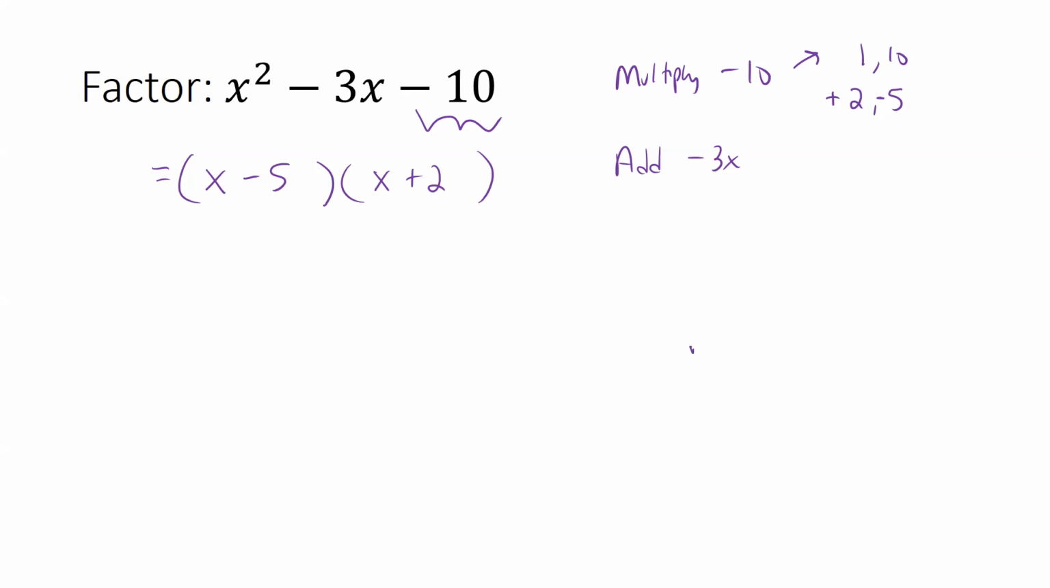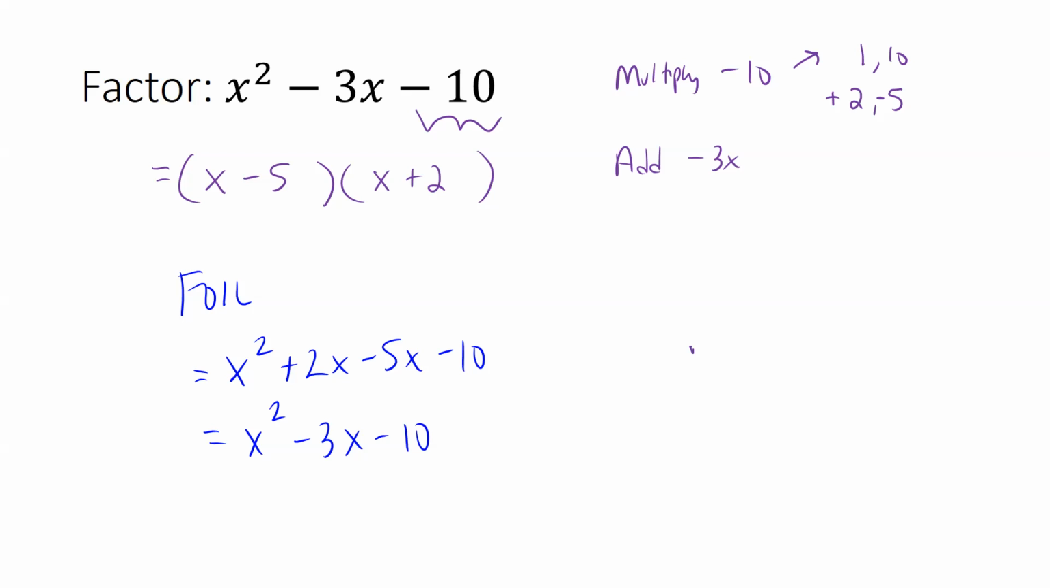When you FOIL to check, you discover that x times x is x squared, x times positive 2 is positive 2x, negative 5 times x is negative 5x, negative 5 times 2 is minus 10. When we simplify, we end up with x squared minus 3x minus 10, which is what we started with.